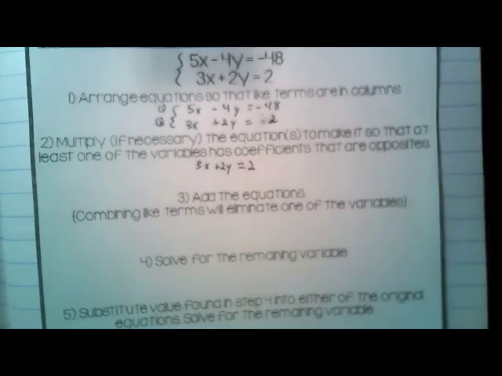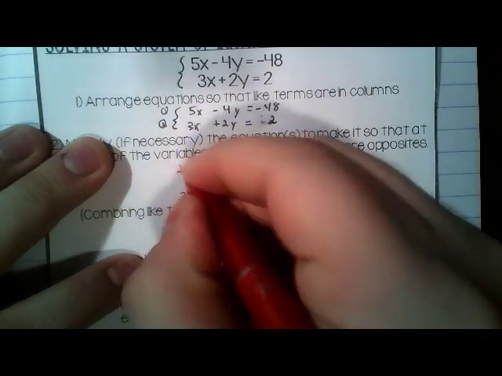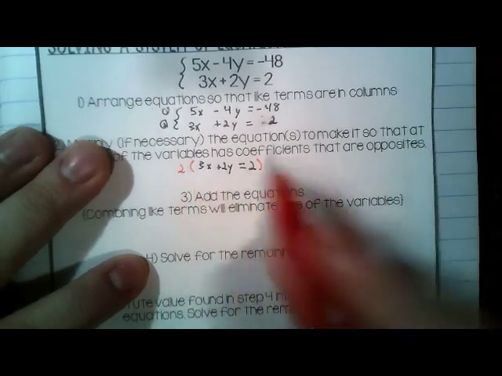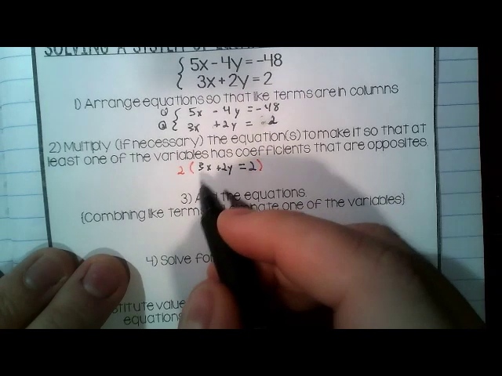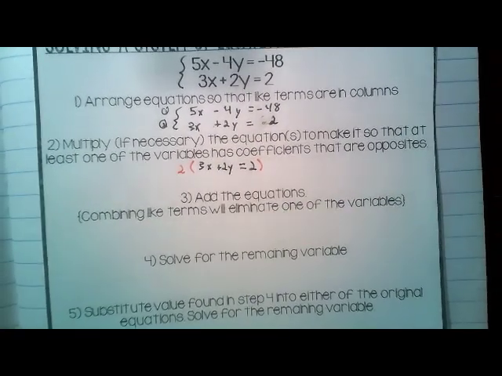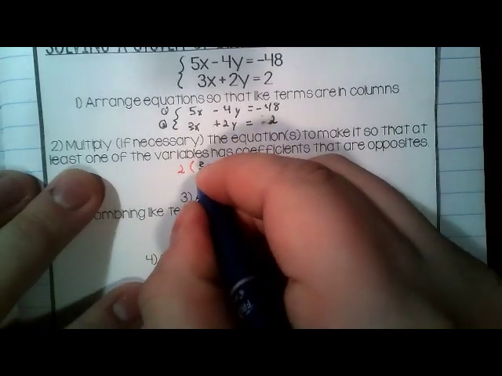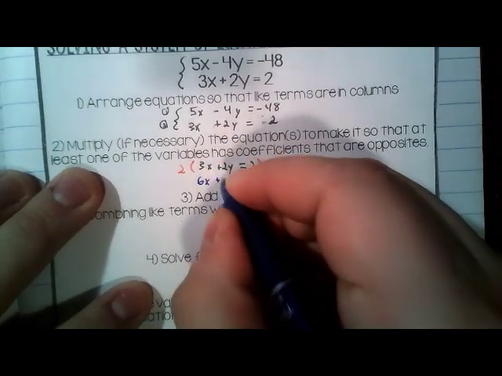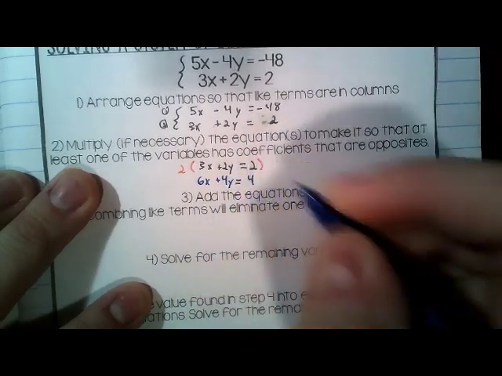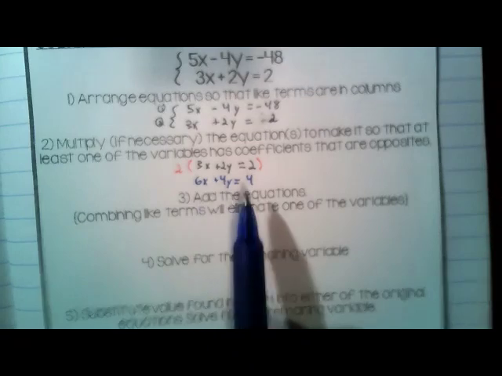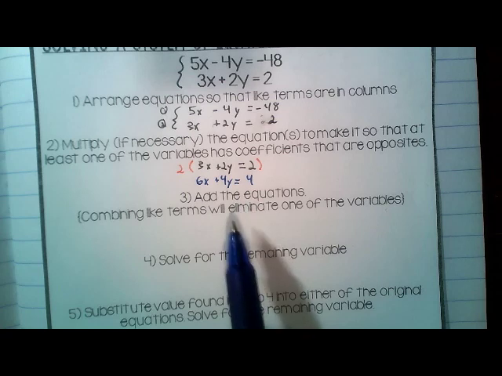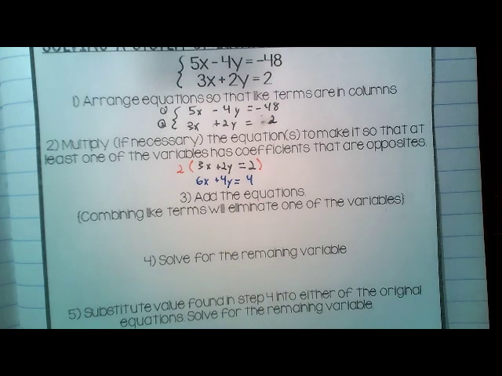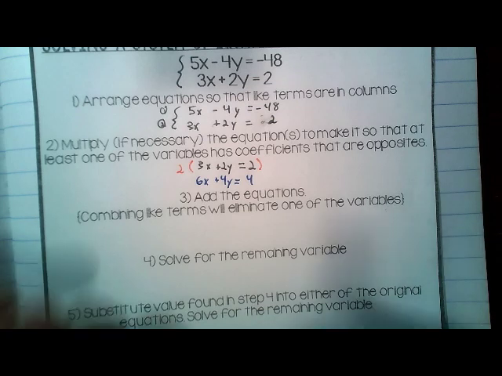And I'm going to multiply that whole equation by positive 2. The whole thing. So every single term in there is going to be multiplied by positive 2. And that makes my new equation 6x plus 4y equals 4. And again, I didn't change the value because I multiplied everything by 2. I just changed the way it looks. And I changed the way things look so that I can make things cancel out or make things easier to manipulate. And that's the whole process here.